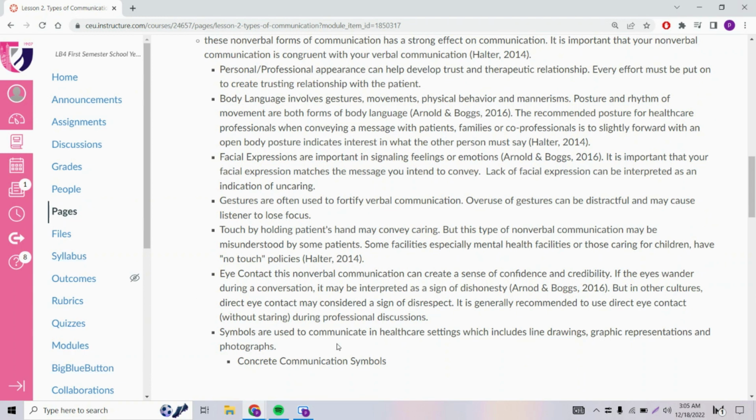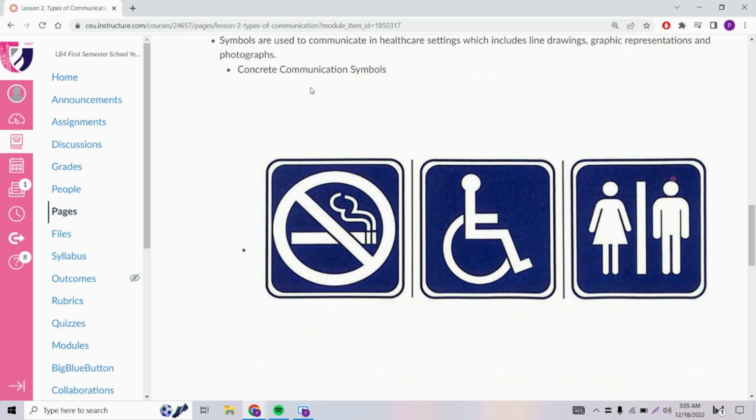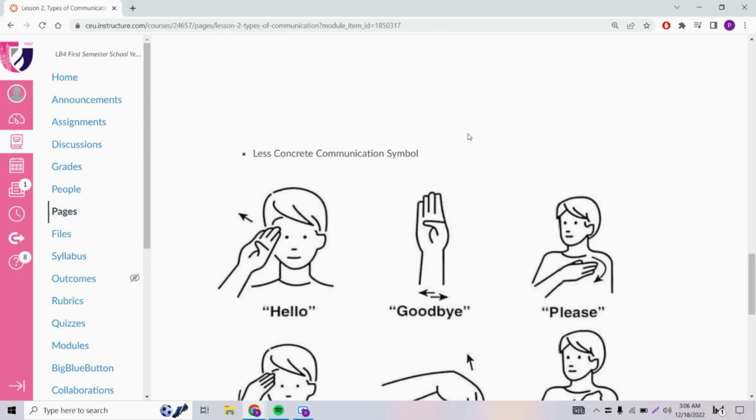Then symbols are also used to communicate in healthcare setting, which includes lines, drawings, graphic representations, and even photographs. So these are some of those symbols, class: no smoking, PWD, I believe, and male and female bathroom.